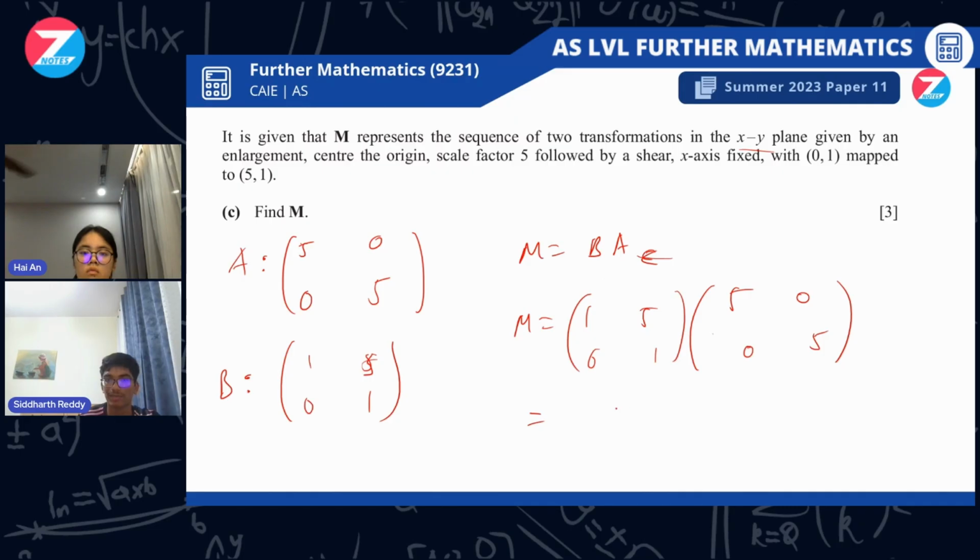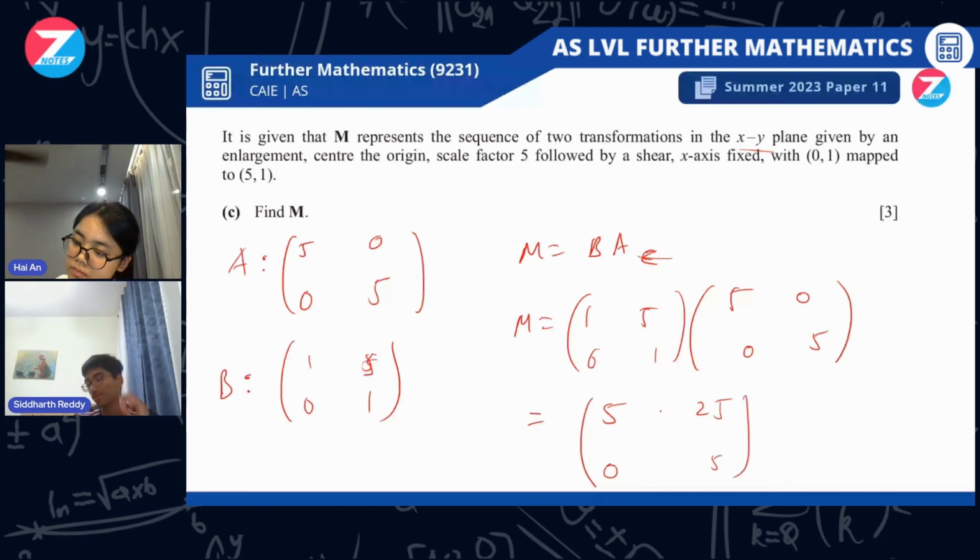That's just equal to 5 times 1 plus 5 times 0, which is just 5. And then 1 times 0 plus 5 times 5, which is 25. And then 0 times 5 plus 1 times 0, which is 0. And 0 times 0 plus 1 times 5, so that's 5. So that's our matrix M.